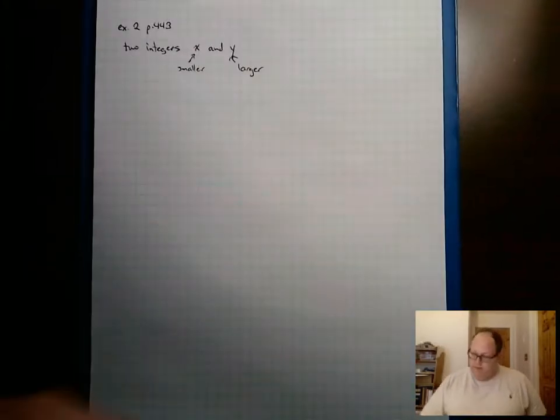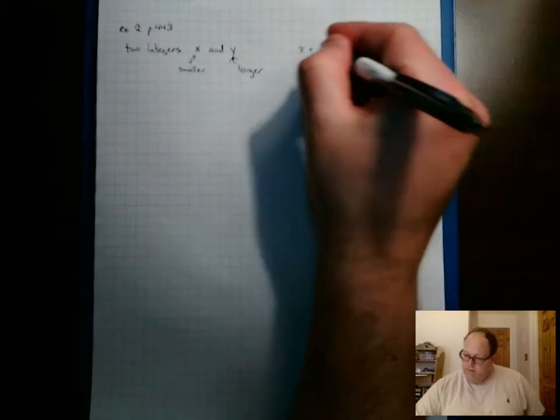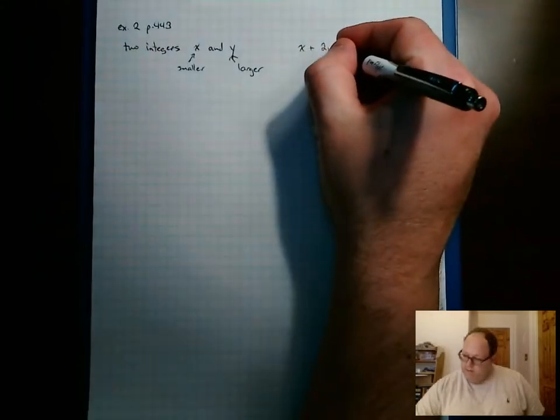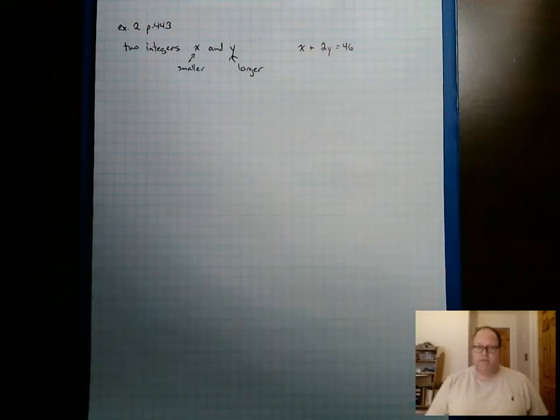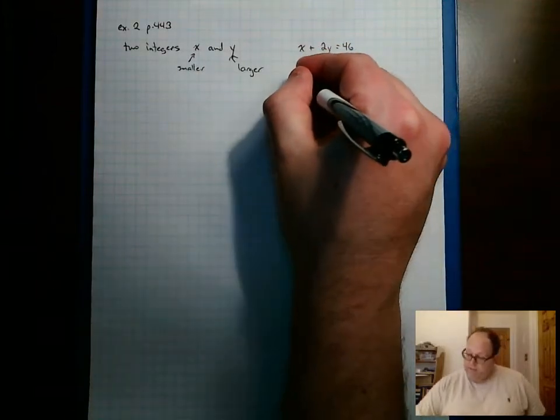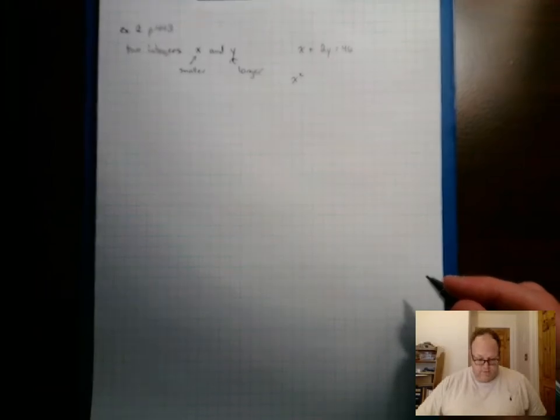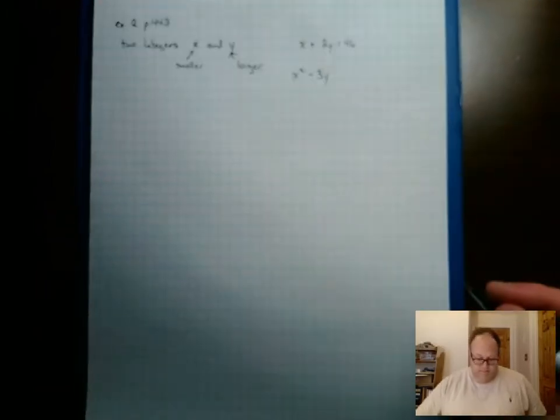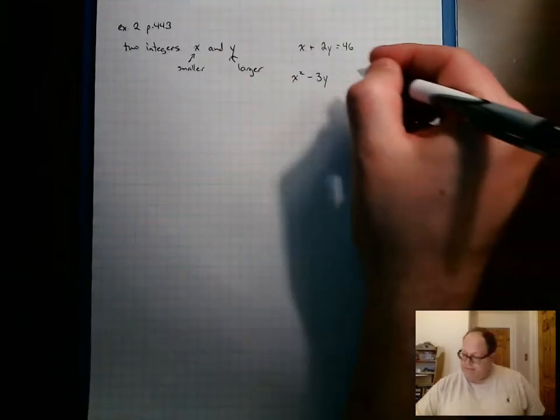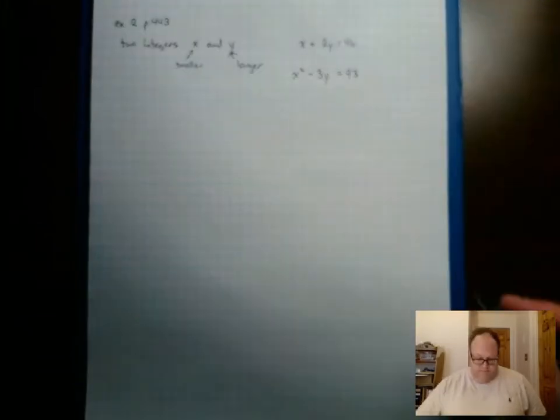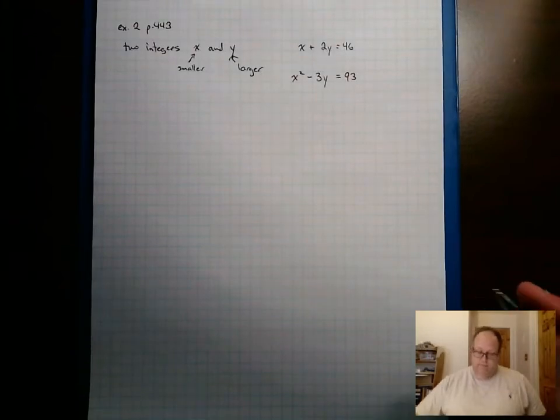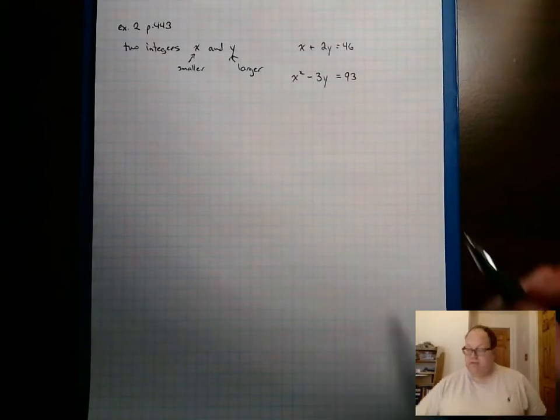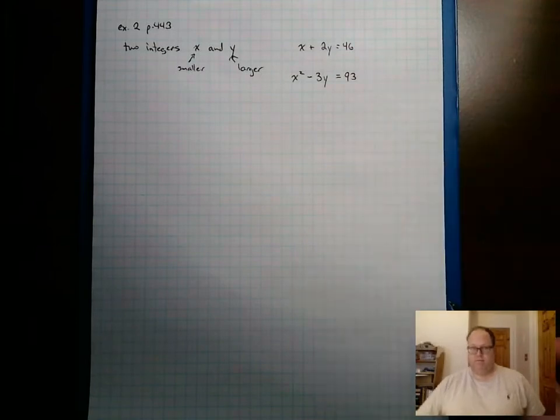The sum of the smaller number and twice the larger number equals 46. There's my first equation. Also, when the square of the smaller number is decreased by 3 times the larger, the result is 93. So, what we're asked to find are two integers that satisfy both these conditions.